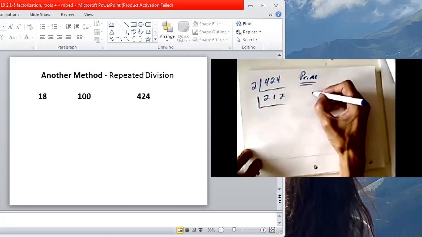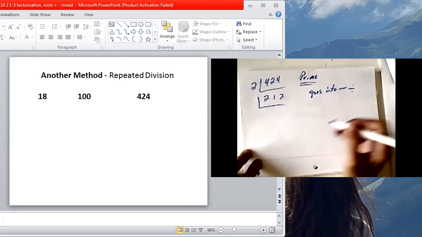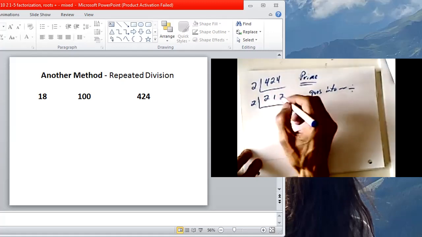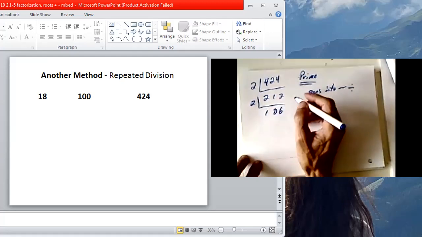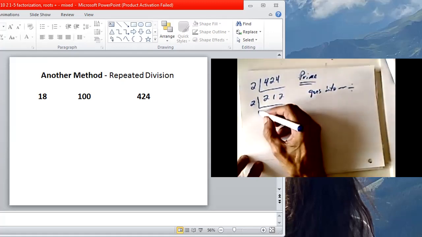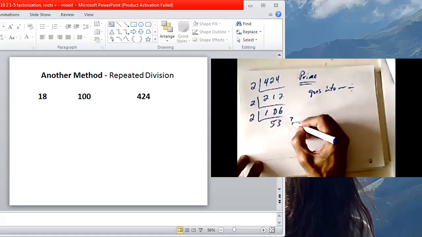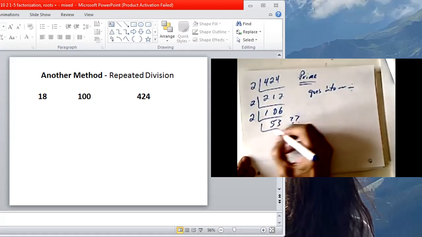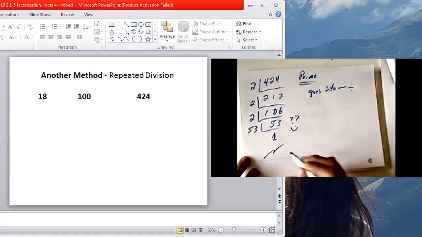Goes into means divide, by the way. Same as divide. So 2 divides into 212. What do you get? 106. What divides into 106? Prime number divides 2. What do you get? 53. Finished? Yeah. Okay. Divide by the 53 to get the 1. 1 means done. It rhymes. It's a good way to remember it.